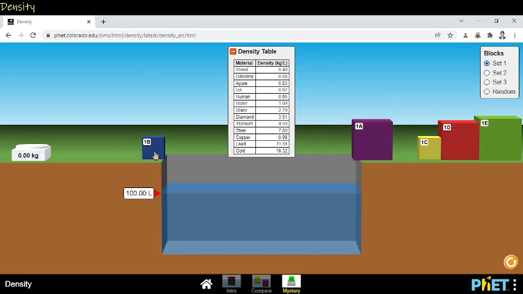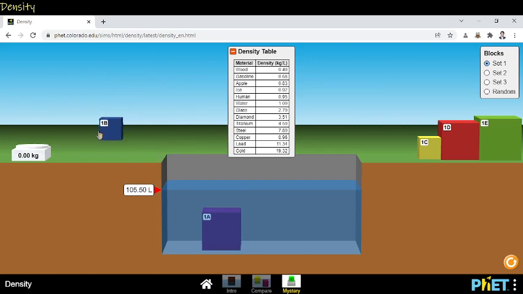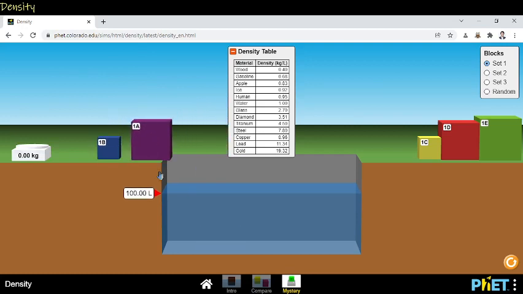Let's try to measure the density of the purple object. The purple box here has mass 19.3 kilogram, and then the volume, you can see the water is 100 liter before I put the box, and then after I put the box it becomes 105.5. So the difference is 5.5 liter. That's the volume of this purple box.